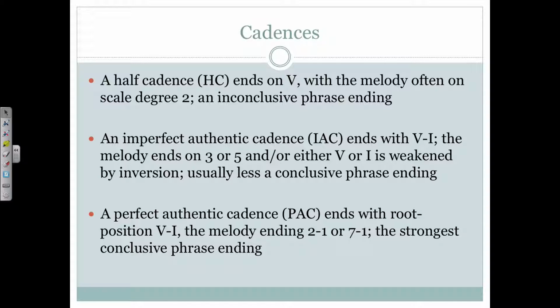And finally, the most common cadence of common practice music is the perfect authentic cadence. It ends with a root position 5-1. You will not see the 5 in any inversion in the perfect authentic cadence. The melody ends 2-1 or 7-1. Now this is important because look, the melody ends on the tonic pitch just like the bass pitch. That's the perfect authentic cadence. And it's the strongest conclusive phrase ending to a harmonic progression.